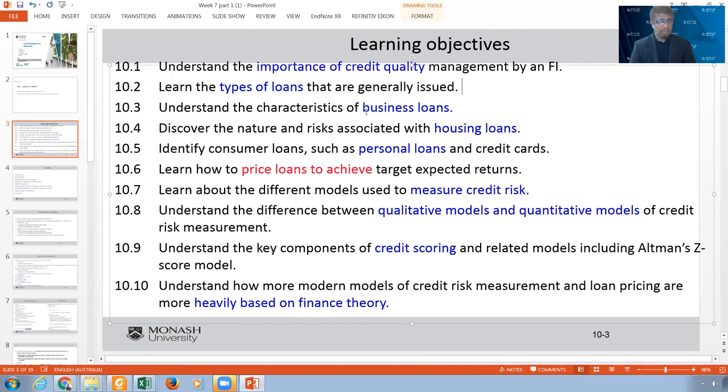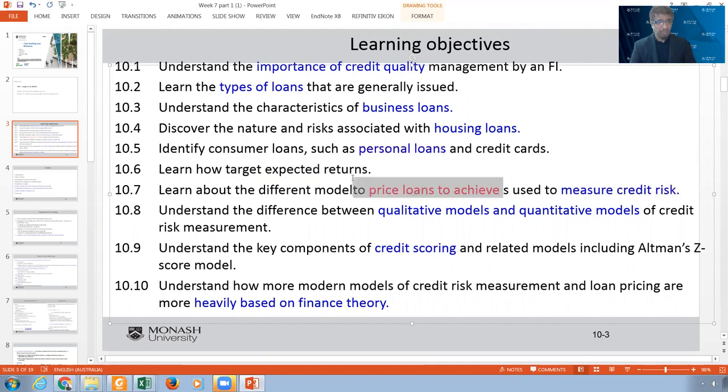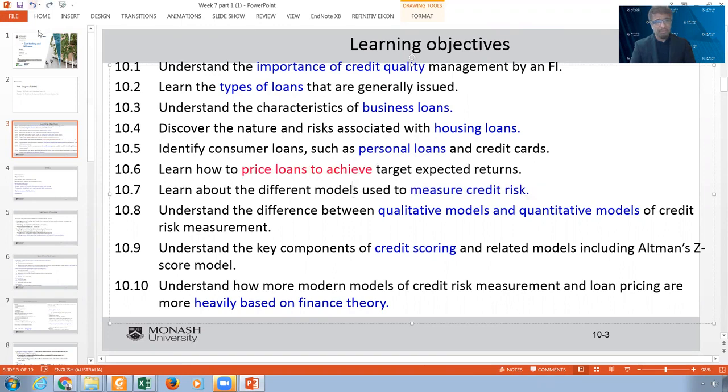We will understand the business loans, and talk a little bit about the housing loans and personal loans. But the most important thing when we start talking about risk, we will touch on the price: how we price, how much interest we should charge our customer, what is the best to charge, and what are the modeling that are involved in this process.